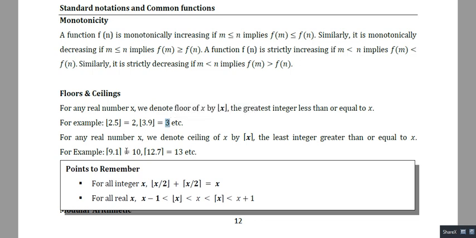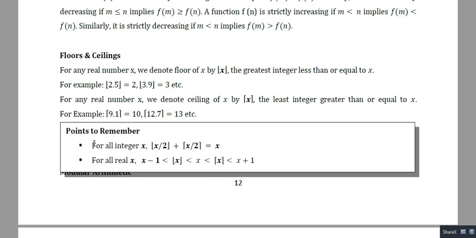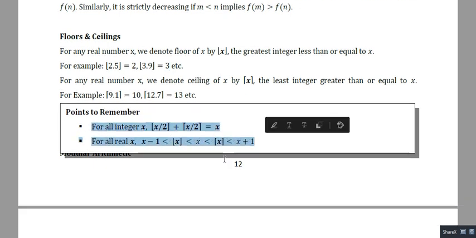Similarly, the ceiling will be the upper capping value, right? The ceiling of 9.1 will be 10, because 10 is the smallest integer greater than or equal to 9.1. The ceiling of 12.7 will be 13, because 13 is the smallest integer greater than or equal to 12.7, right? So these are also very useful formulas, you can just verify them, right?